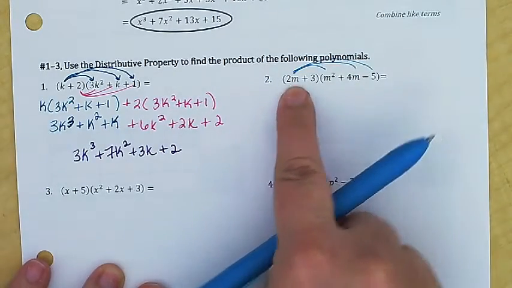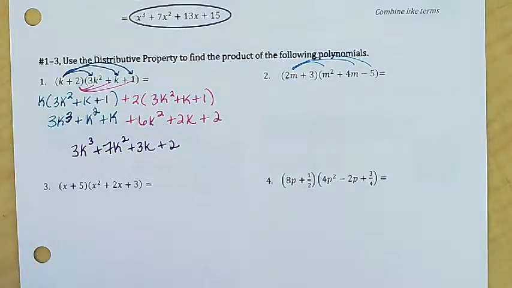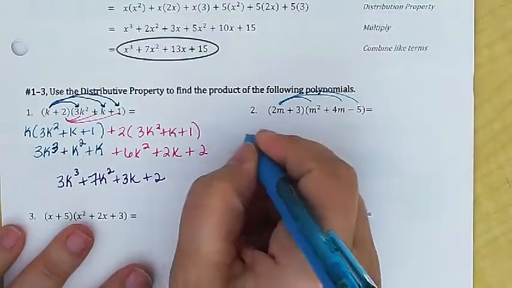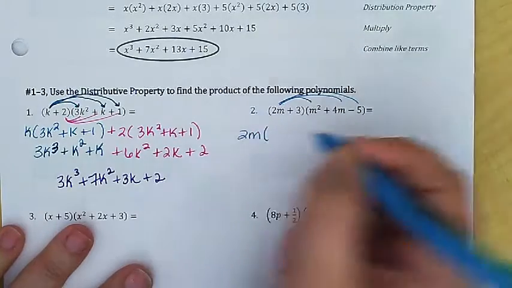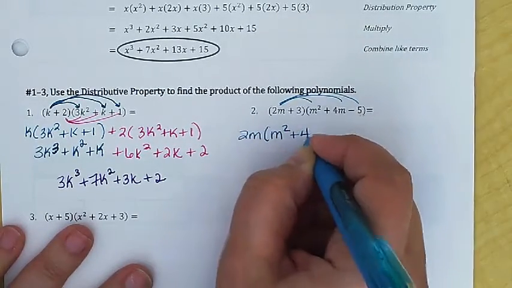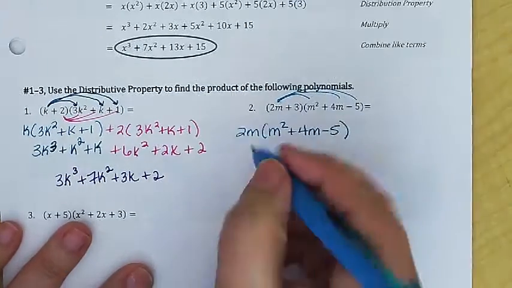Let's say I start like normal. I'm going to take my first term distributed. So I'm going to do 2m times the second polynomial. And so that's times that m squared plus 4m minus 5. And then I'll distribute that.